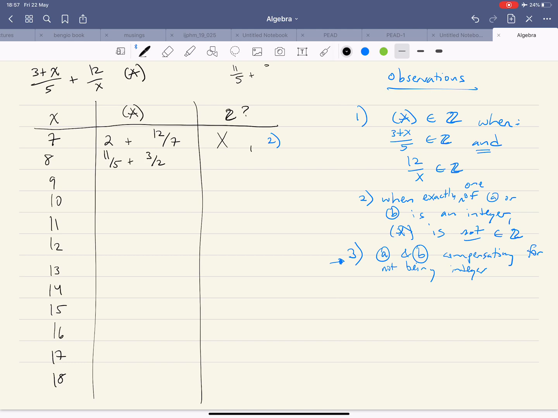11/5 plus 3/2 is going to be 22/10 plus 15/10, and that is certainly not going to be divisible by 10, right? Because we're going to wind up with this 37 on the top, so that's bad news bears. So this is kind of the opposite of 3, right? They were both fractions and couldn't compensate for each other.